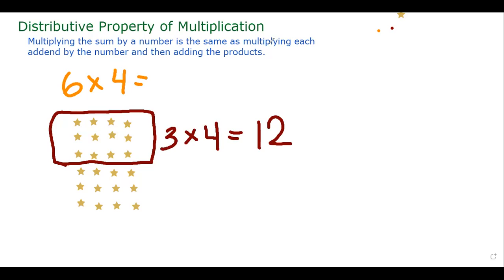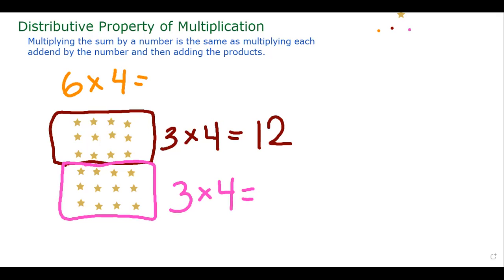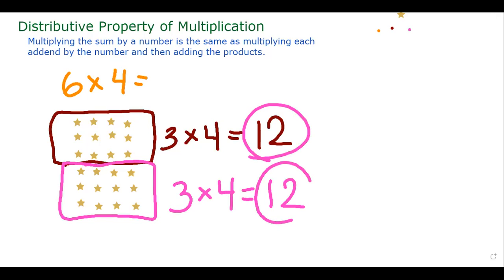I'm going to do the same thing with our bottom array. I'm going to box it in. And I'm just using different colors so you guys can see the visualization of the 2 different arrays. I'm going to write a multiplication equation for the pink array, pink box in the array. I have 3 rows, and I have 4 in each row. So I have 12 altogether. So I have my product of 12 and my product of 12.